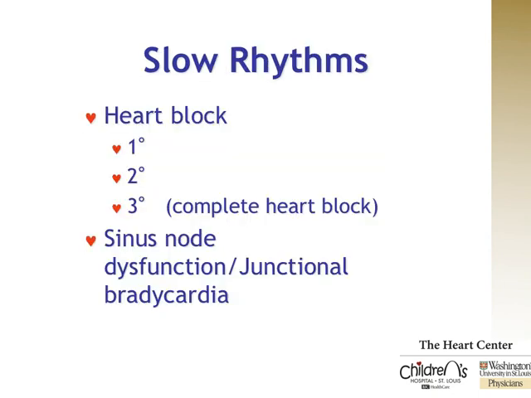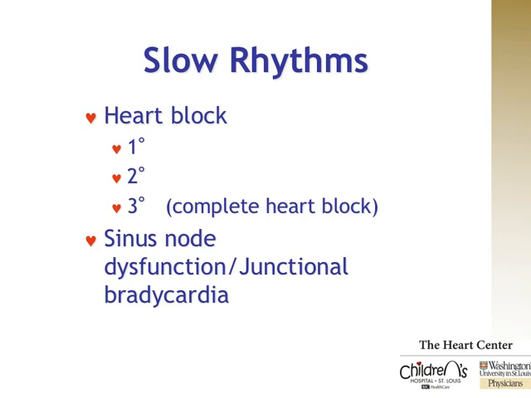Irregular rhythms are characterized in a number of different ways. Fast or slow is one way, and in postoperative patients we can see slow rhythms, the most common being heart block, usually from injury to the AV node or His bundle. Heart block comes in a few different flavors.